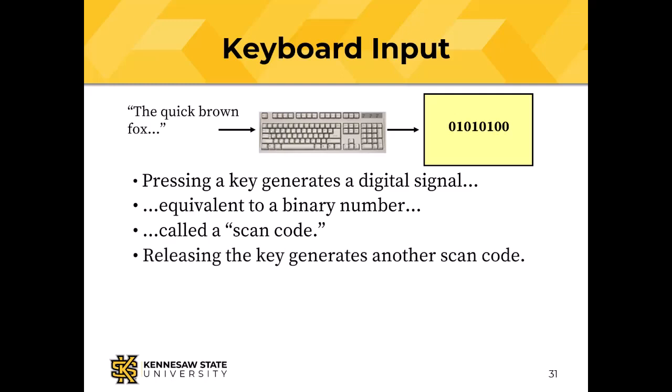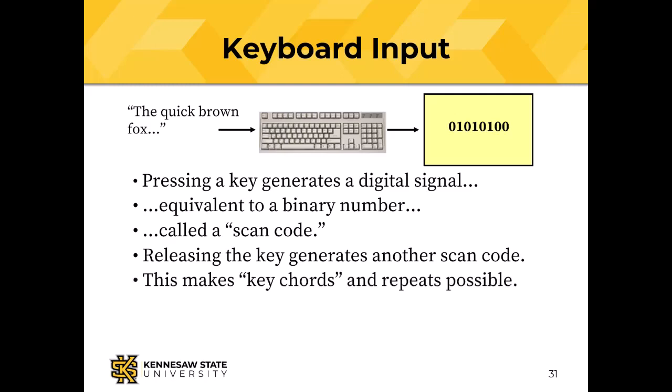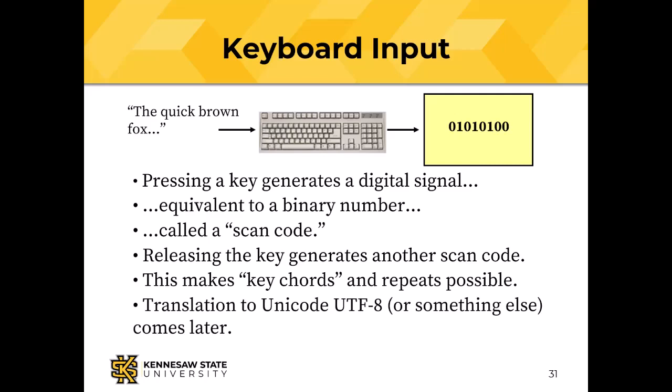Releasing the key generates another scan code. And that is what makes key chords like Control-Alt-Delete possible. That's also what makes control sequences like Control-A, and what makes repeating characters possible. The operating system sees the scan code when the key is depressed, a different scan code when the key is released. And so if you're holding a key down, the operating system doesn't see the release code, and it can start repeating that character. Translation to UTF-8 or something else comes later.